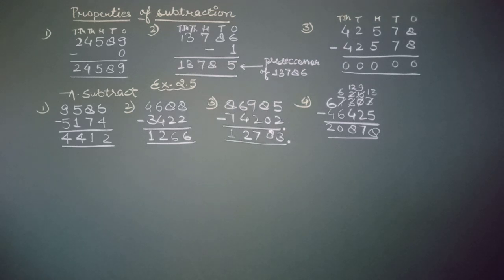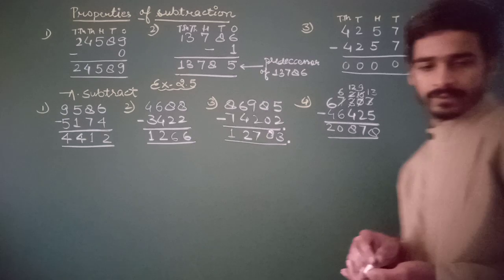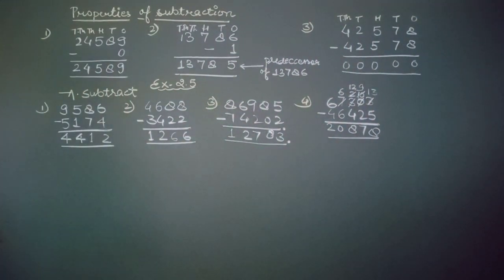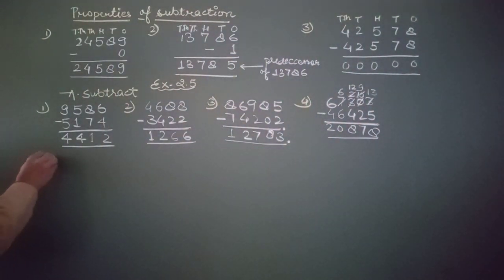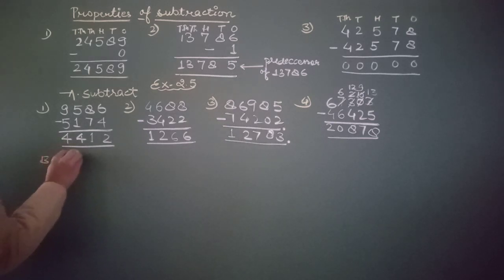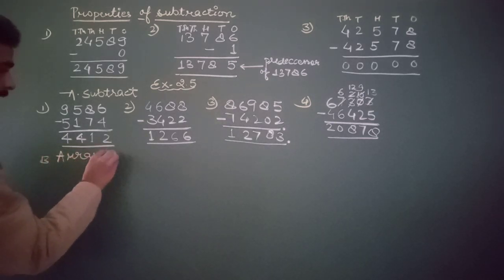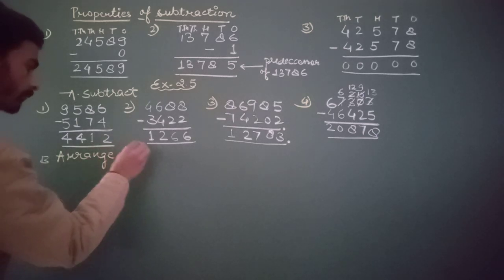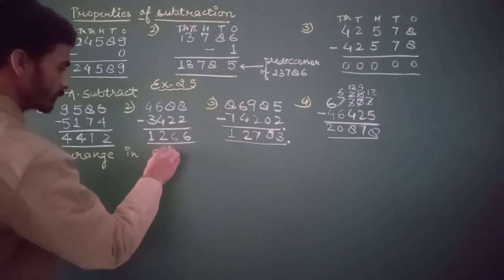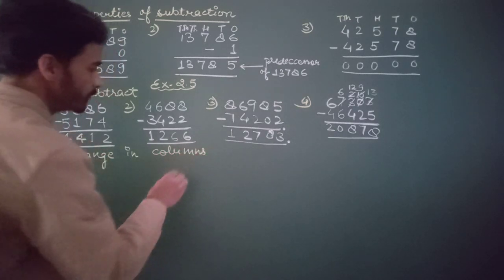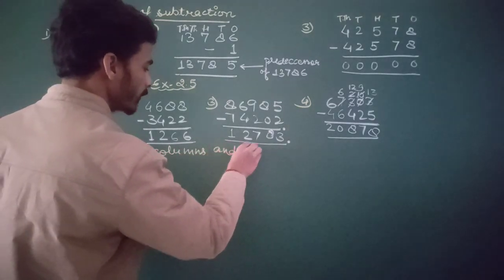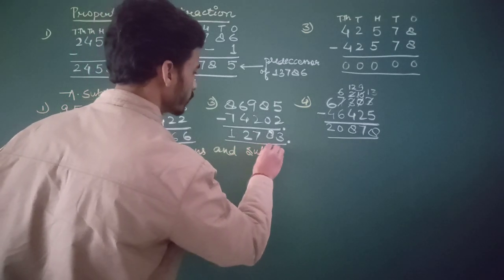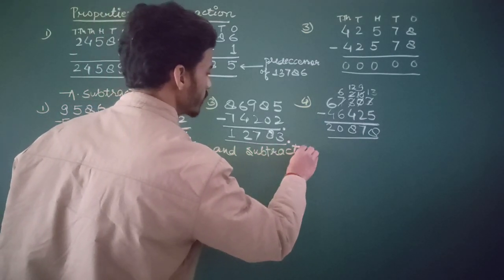And now the next question of this exercise is: arrange in columns and subtract. Question number B. Arrange in columns and subtract.